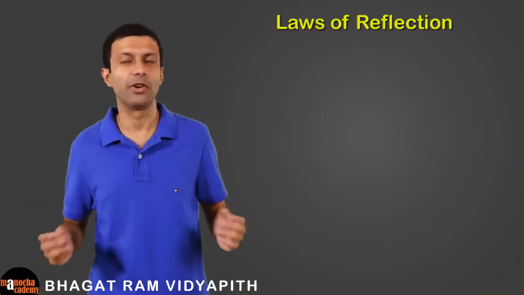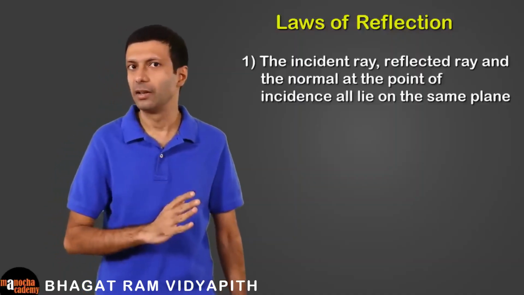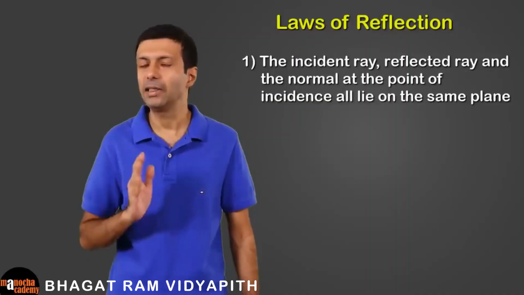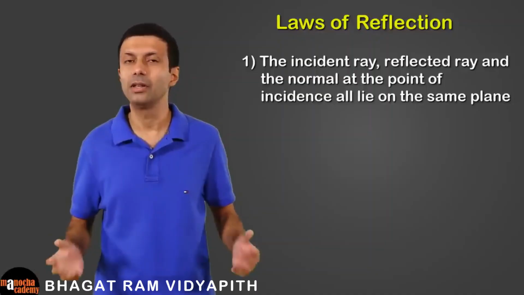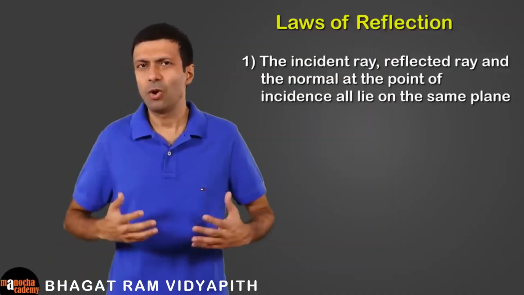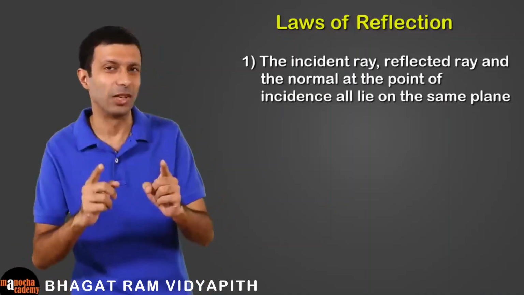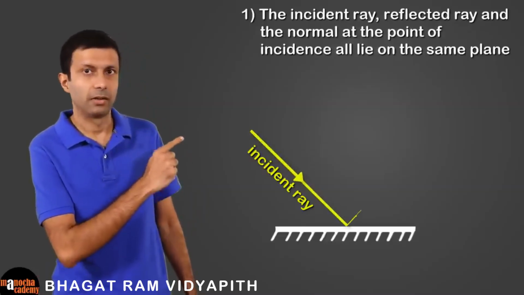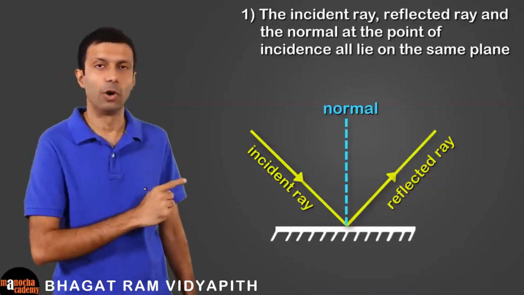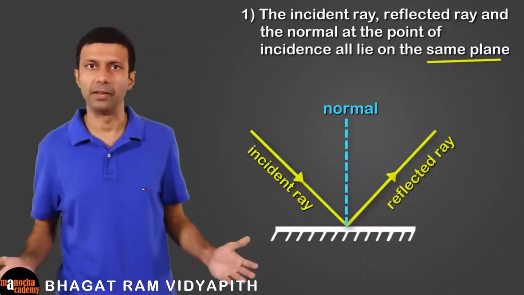There are 2 laws of reflection. The first law states that the incident ray, the reflected ray, and the normal at the point of incidence all lie on the same plane. Now, what does this long sentence mean? Let's take a closer look. The first law talks about the incident ray, the reflected ray, and the normal. All these 3 things lie on the same plane.